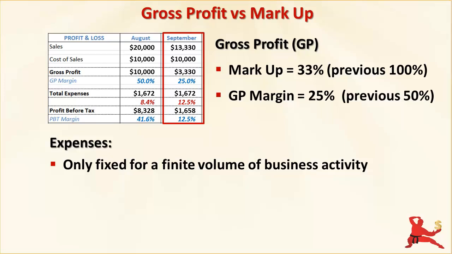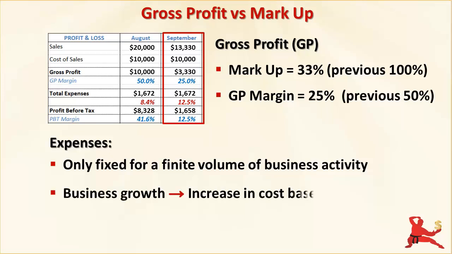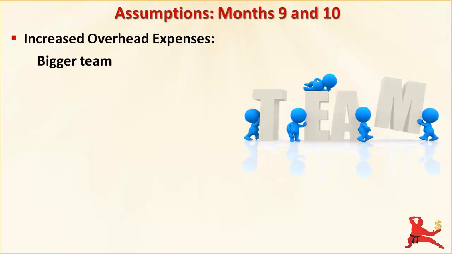Expenses at this level of capacity is $1,672. This means our expenses now represent 12.5% of sales. So half of the gross profit of 25% gets eaten up by expenses. That leaves us 12.5% profit before the taxman takes his cut, which is a miserable $1,658. To grow the business, we have to expand warehousing facilities and hire more people. That means increasing the fixed cost base of the business. So, as part of the growth strategy, we hire more people. We take on larger warehouse space.